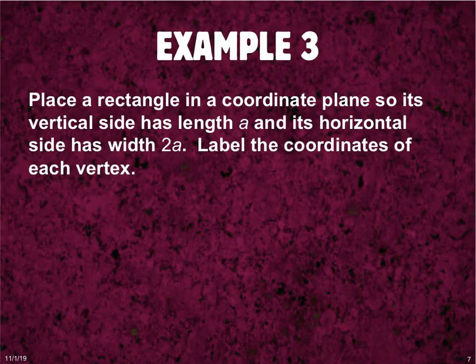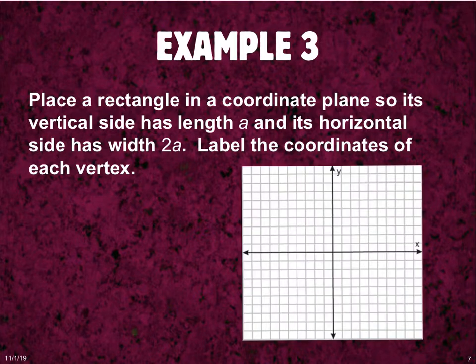So for example 3, I'm going to add in a coordinate plane so I can graph this to show you. Okay, it says to place a rectangle in a coordinate plane so that its vertical side has a length of A and its horizontal side has a length of 2A. It wants us to label the coordinates of each vertex. Whenever you do a coordinate proof like this, it's always a good idea to position your figure at the origin. It'll help you find the ordered pairs a little bit easier.